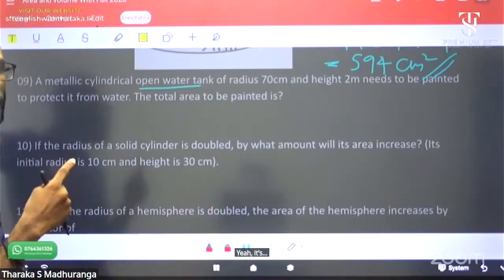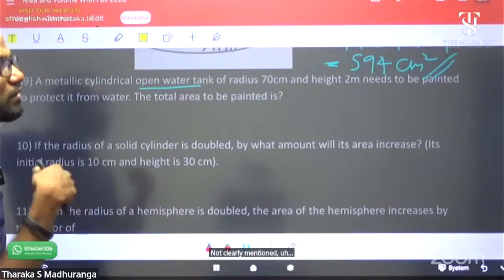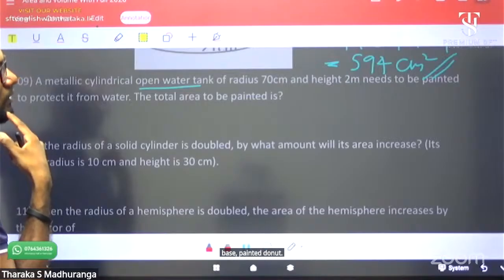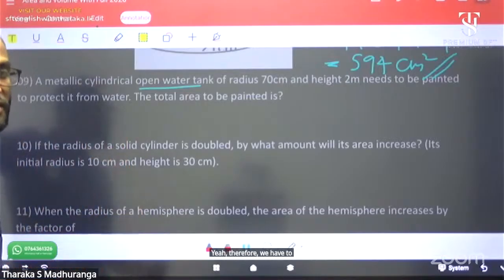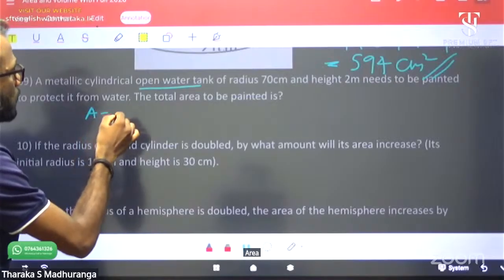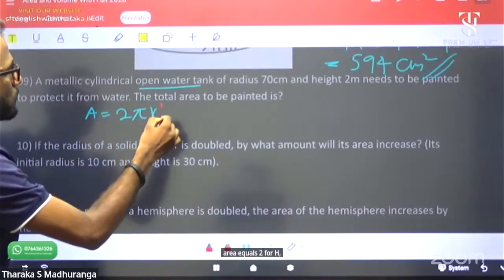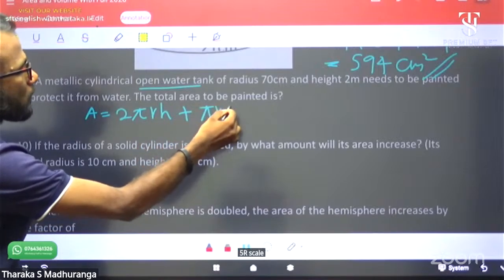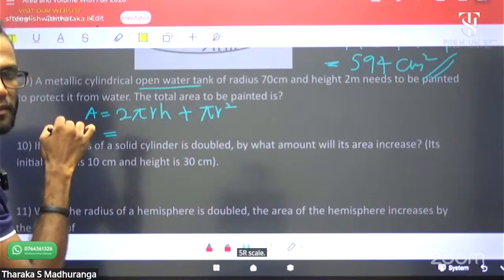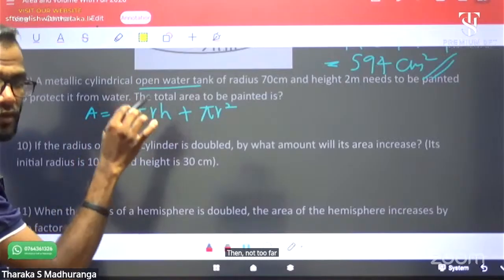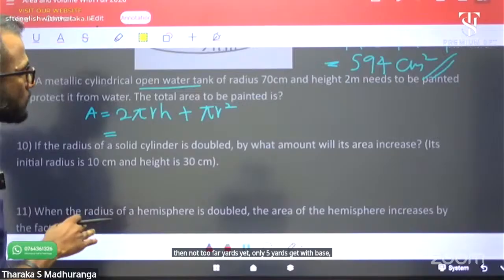Yeah, it's not clearly mentioned whether the base is painted or not. Therefore we have to consider the base also. Right. Then the area equals 2 pi r h plus pi r square. No lid. There is no lid. Then not 2 pi r squared, only pi r squared with base, right?